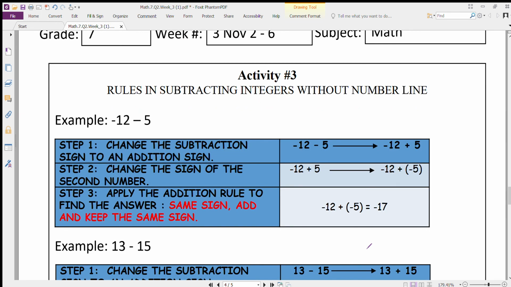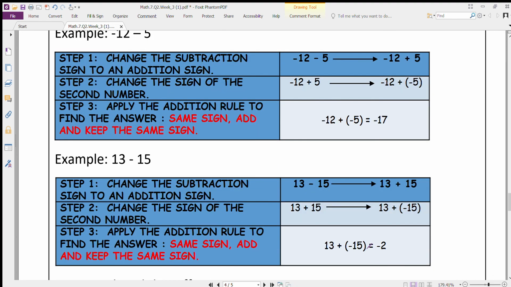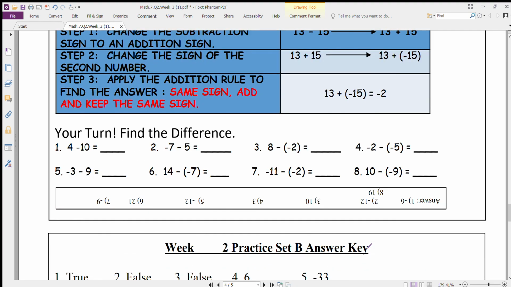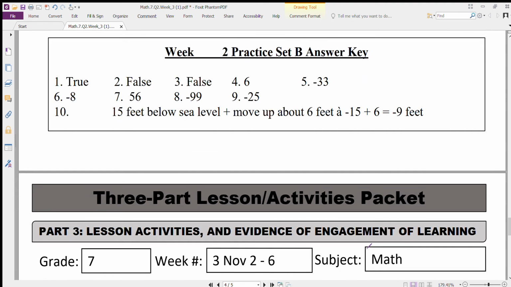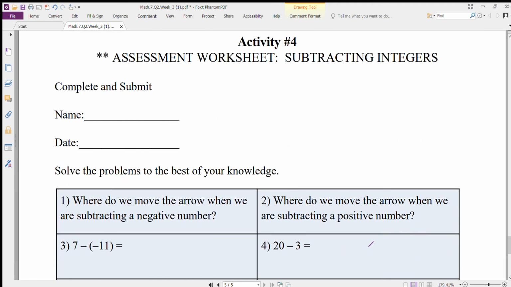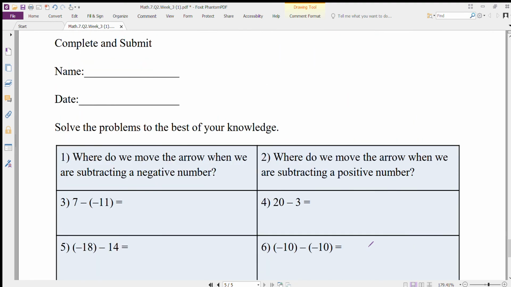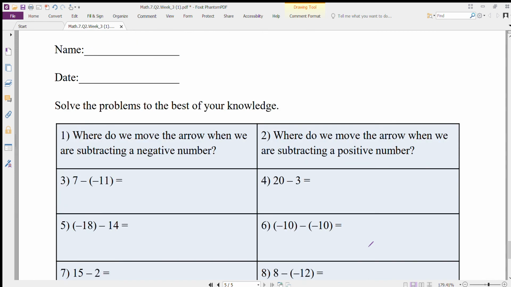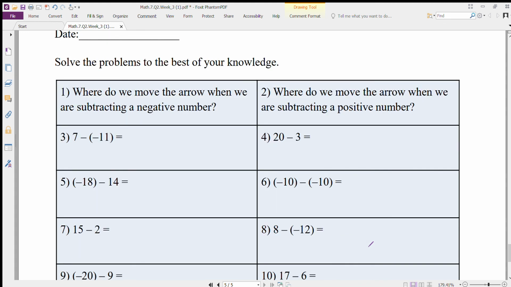Here's another one, activity 3. And this is activity 4. This is what I want you guys to turn in for week 3. Let's try this together. I'll do 1 and 2. This is like a freebie question for you guys.